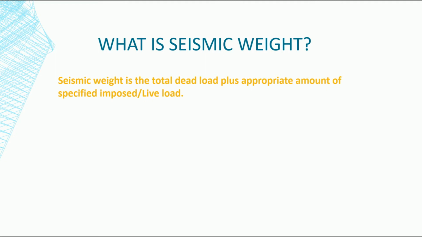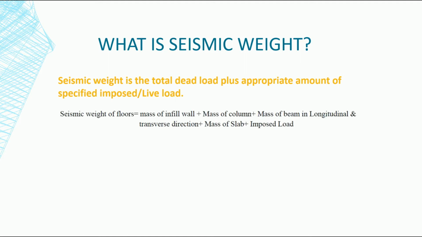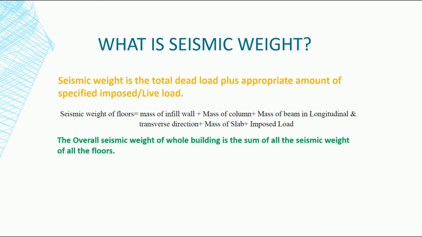In this lecture I am going to talk about seismic weight. Seismic weight is the total dead load plus an appropriate amount of specified imposed load. It is calculated as: seismic weight of floors is equal to the mass of infill walls, that may be brick wall, plus mass of columns, mass of beams in longitudinal and transverse directions, mass of slab plus imposed load. The overall seismic weight of the whole building is the sum of the seismic weight of all floors.